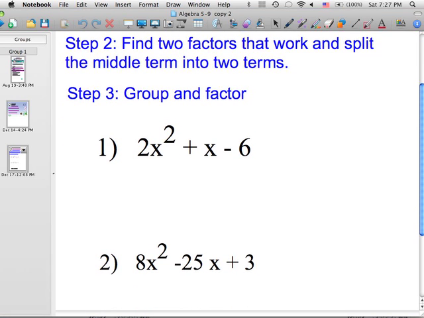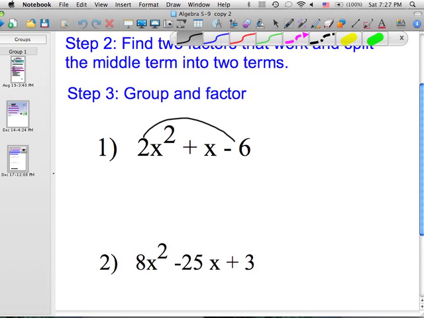The first example here, the product is 2 times 6, which is 12. And the sum is the number in front of the linear term, it's 1. So we want two numbers that multiplied together make negative 12 and added together make 1. So they're one apart, and that would be 4 and 3. And since the sum is positive, we want the 4 to be positive.